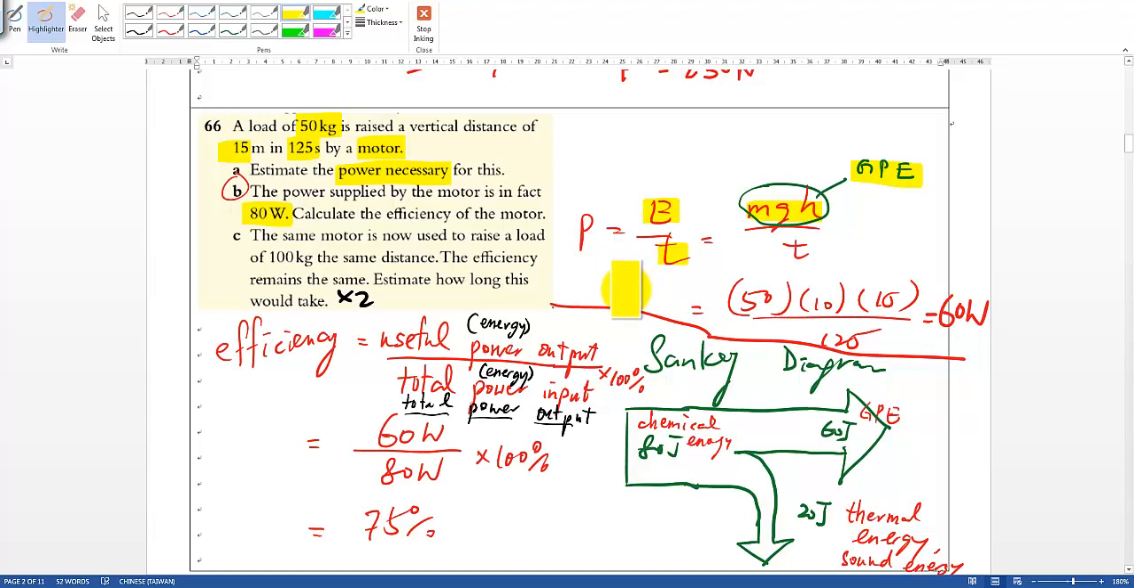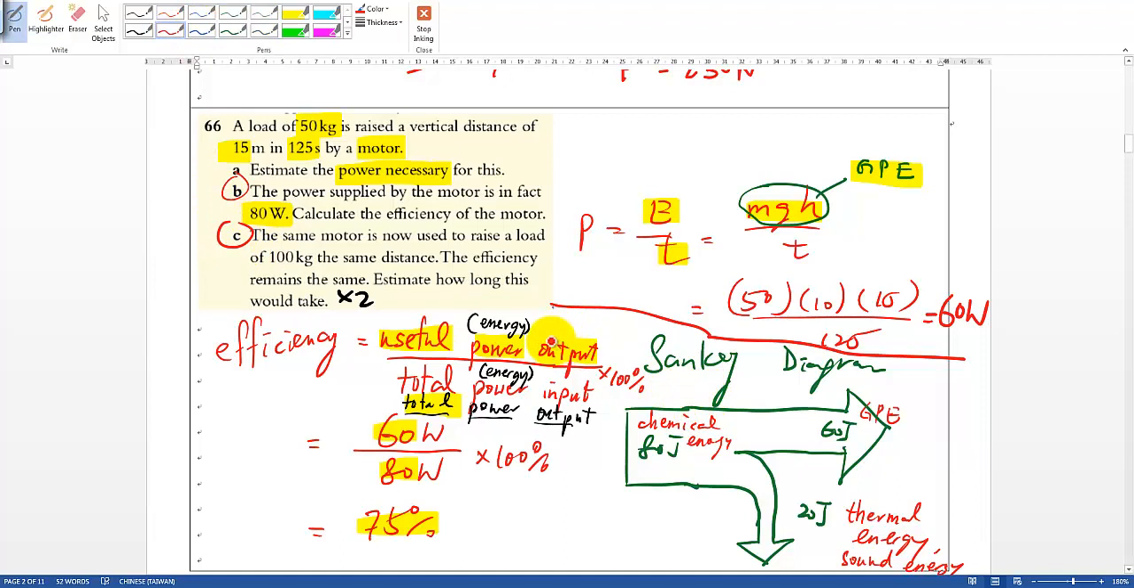Just to recall the efficiency equation, which you learned in IGCSE already, it will be useful power or energy of the output over the total power or energy. It really depends on which one you say, both are fine, then times 100%. Obviously 60 divided by 80, the unit of watt will cancel off, and so the answer is 75%.